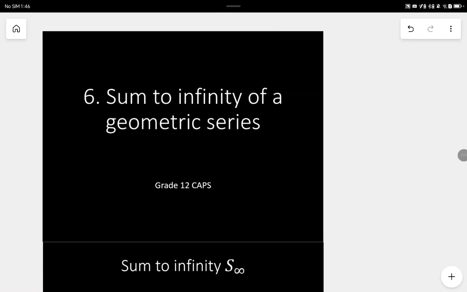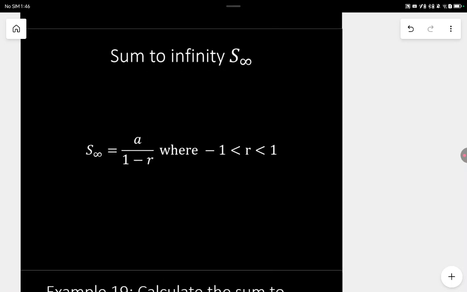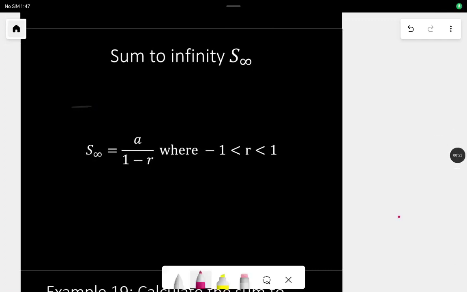The sum to infinity of a geometric series. So we know that a geometric series has to do with adding a geometric sequence. And up until now, you've known that your series normally would end. So you'd have your sequence, which we separate by commas, and at some point it ends with a period. But what happens if it doesn't end?